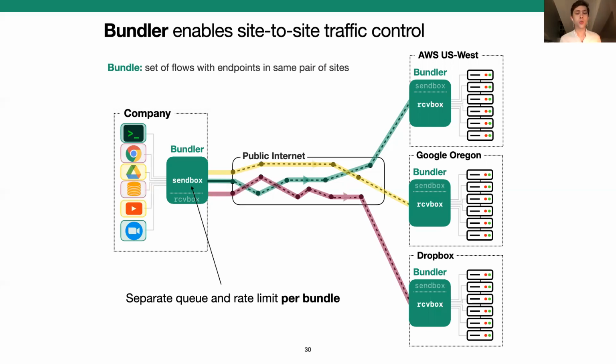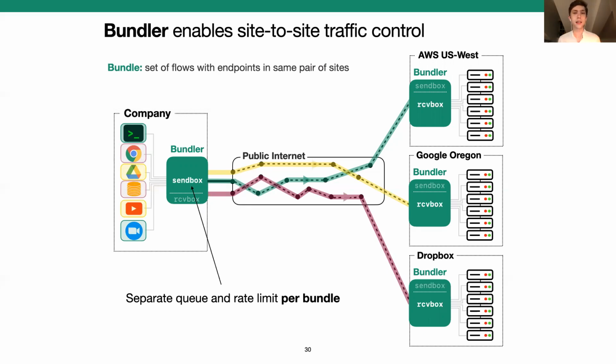Now, each bundle has its own queue and its own rate limiter within the sendbox, and Bundler operates over them independently. So for each bundle, the sendbox is going to use congestion control to pick an aggregate rate for that bundle that will cause the queues to shift without sacrificing on throughput. And then the scheduling policy will decide how that aggregate rate is distributed among the flows.